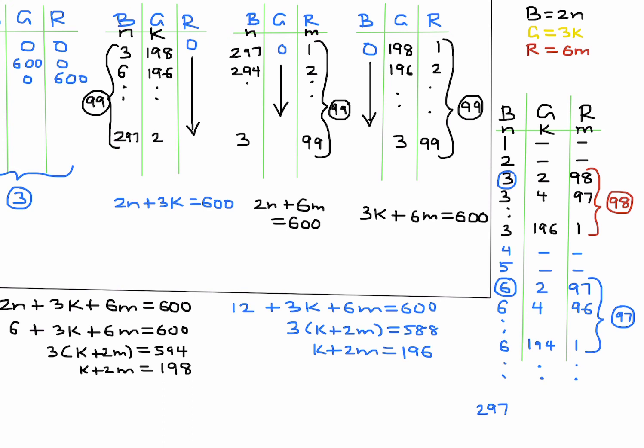So when n is 297, it becomes 2 times 297 plus 3k plus 6m is equal to 600. So this is, factor out the 3, k plus 2m, and then 2 times 297 is 594. 600 minus 594 is equal to 6. k plus 2m is therefore going to be 2. So the only solution here is going to be 1 and 1. All right, so that gives me only one solution.